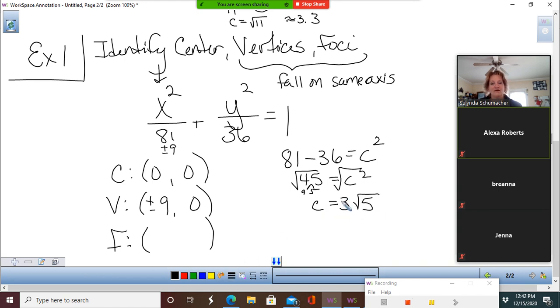And so I'm going to add and subtract that from the center. So my foci is going to be plus and minus 3 root 5 and 0. That's the only real new thing we're doing today, adding this foci.